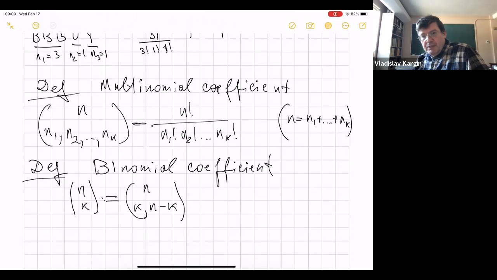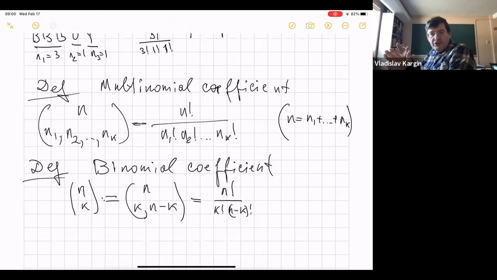Right? So it's a multinomial coefficient with only two groups. One group has k elements, another group has n minus k elements. And so if you write the definition, it will be n factorial divided by k factorial times n minus k factorial.